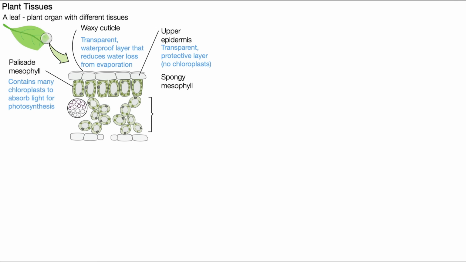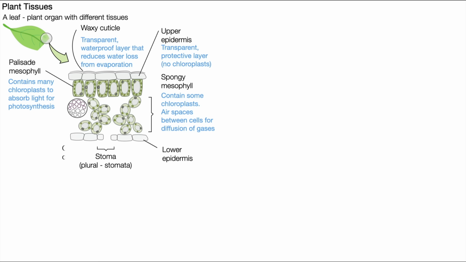This layer here is called the spongy mesophyll. It contains some chloroplasts, but it has air spaces between the cells to allow for diffusion of gases. This is the lower epidermis. This has a structure called a stoma. If you've got many of them, they are stomata.